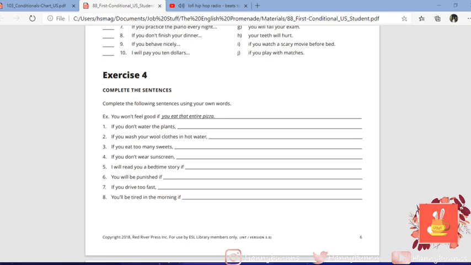Number one, if you don't water the plants, they will die. Yep. If you wash your wool clothes in hot water, they will shrink. Yep. Three, if you eat too many sweets, your stomach will get upset. That's actually one of the answers people said, as they wrote as well.